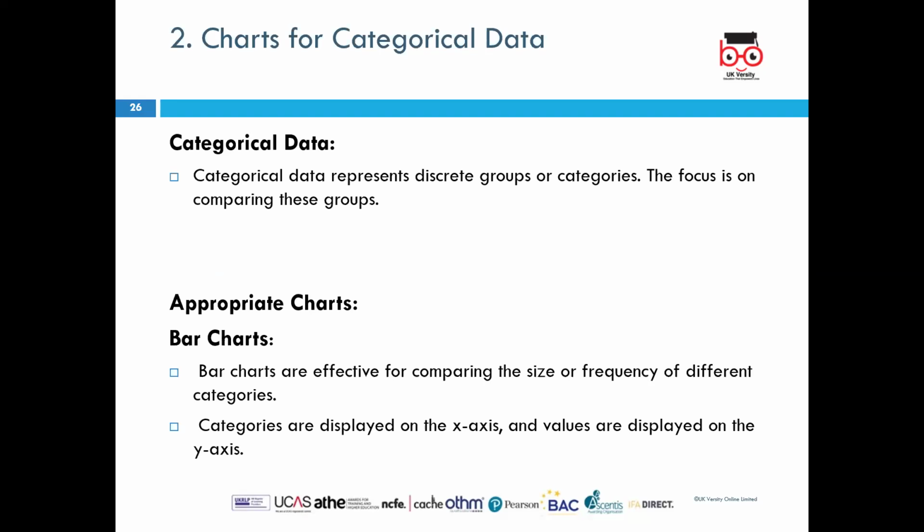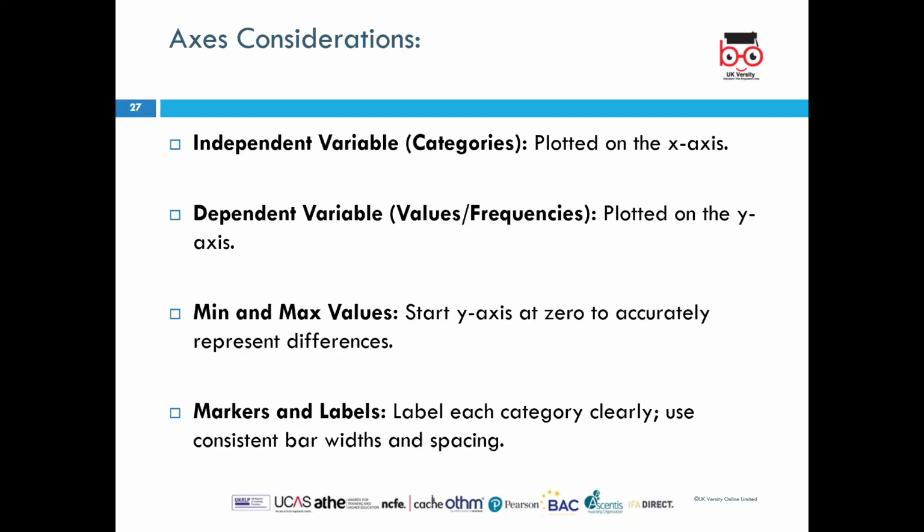Charts for categorical data. When it comes to categorical data, this represents discrete groups or categories. These focus on comparing these groups. When it comes to appropriate charts, we have bar charts, which are effective for comparing the size or frequency of different categories, and categories are displayed on the x-axis and the values are displayed on the y-axis.